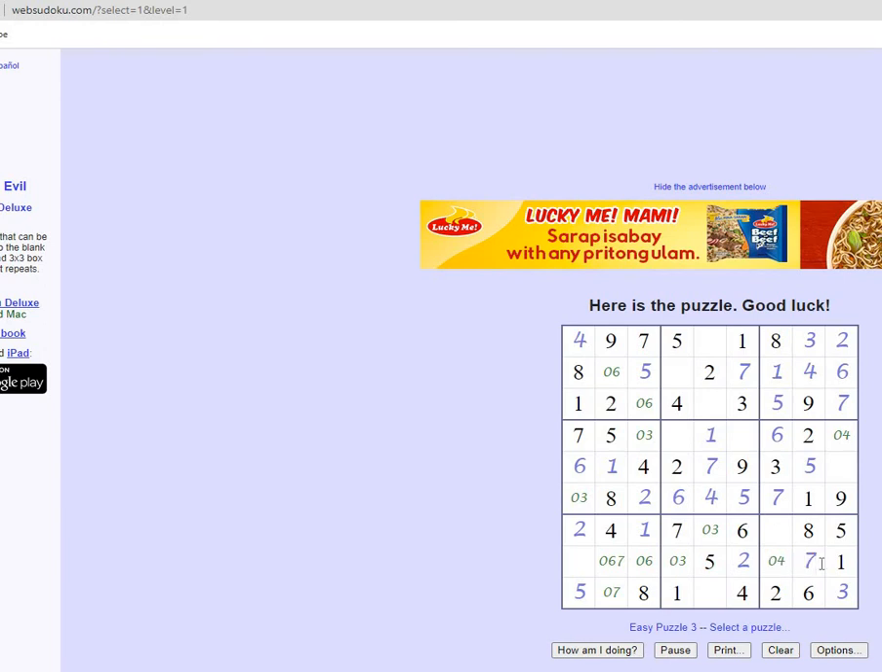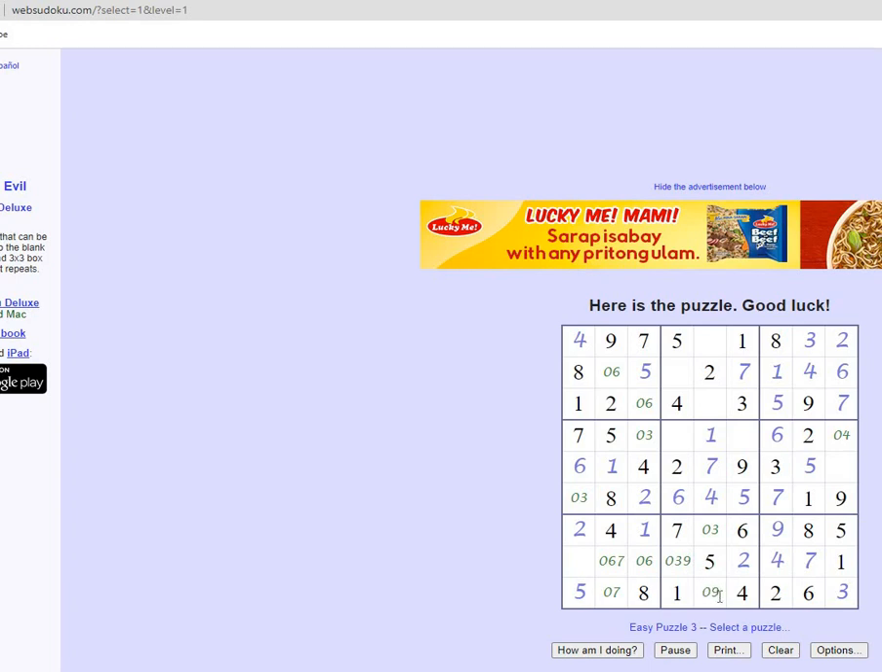And since we deleted the 4 as the pencil mark, 4 must be here because there's a 4 here already. So what's left would be 9. Okay, so we put a 9 there. Okay, so if there's a 9 there, that means we cannot put a 9 here. So the 9 must be here or here. So we put it as a pencil mark.